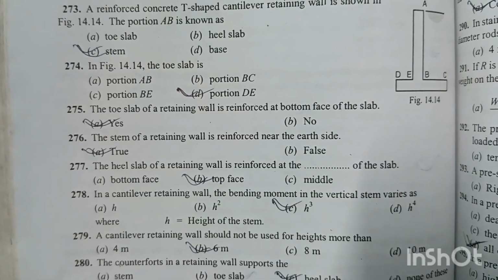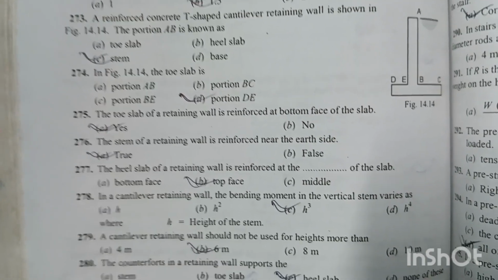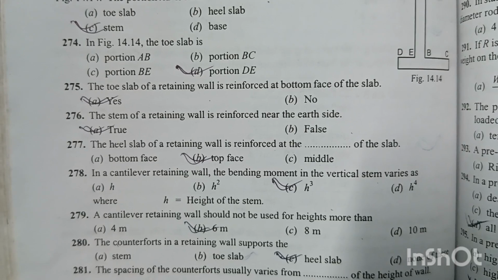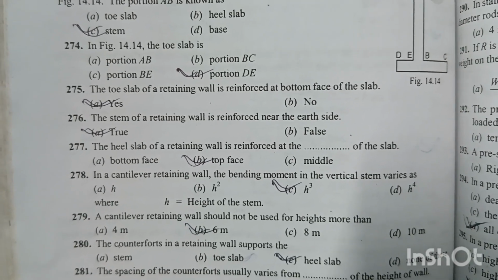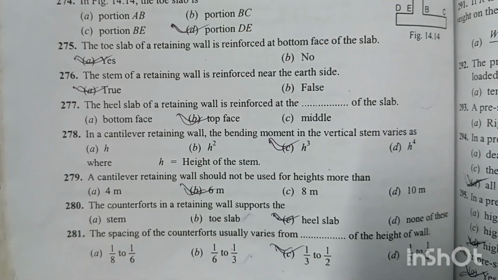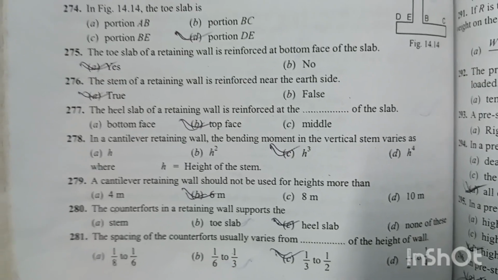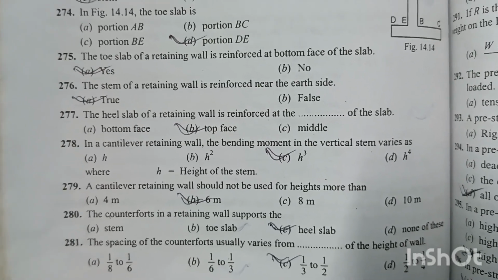Question number 279. A cantilever retaining wall should not be used for heights more than 6 meters. Option B is right answer. Question number 280. The counterfort in a retaining wall supports the heel slab. Option C is right answer. Question number 281. The spacing of the counterfort usually varies from 1/3 to 1/2 of the height of the wall. Option C is right answer.